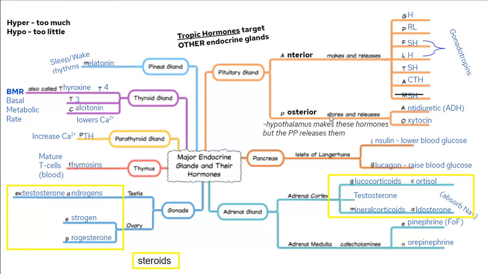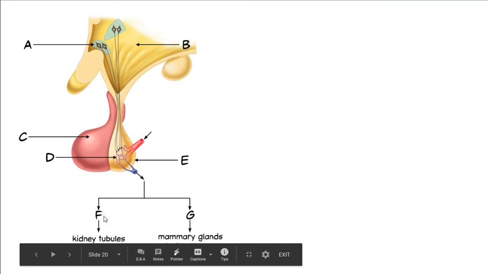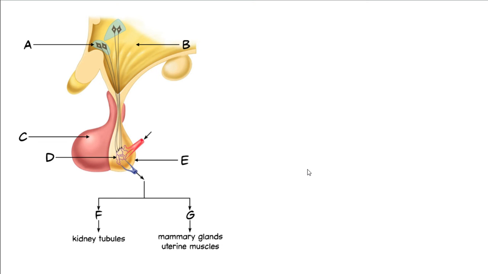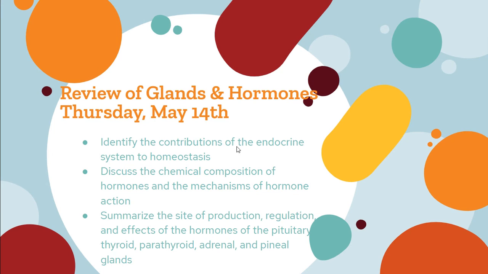But the posterior is different. It does not make ADH or OT. Instead, the hypothalamus makes these two hormones, ADH and OT, and then the posterior pituitary stores them and releases them whenever the hypothalamus tells them to. And so that's what this picture was from your homework assignment. Here's the hypothalamus, anterior pituitary, posterior pituitary, and these cells that basically zap the posterior pituitary, and then it's going to release either ADH to affect my kidneys to absorb more water, or my oxytocin that's going to either stimulate the breasts to eject milk, or during childbirth to start the contraction cycle. So just the difference there between the anterior and posterior pituitary.